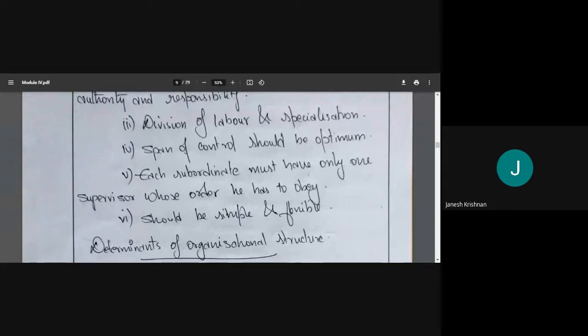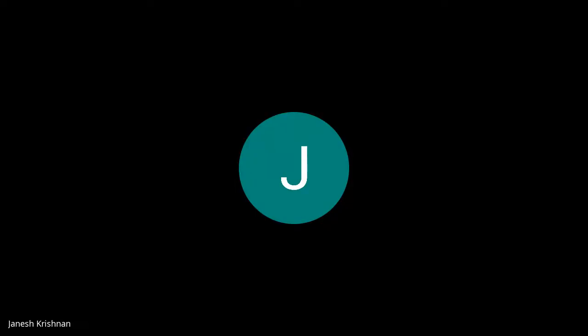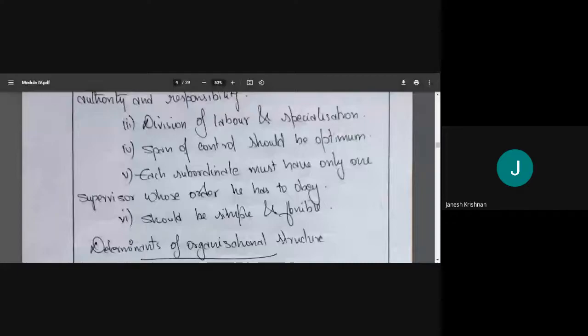If there are 2 or 3 in your case, your role is what? You should only obey the instruction given. You cannot say the other batch guide has said that, so I have done that. No, you should always follow what is important. The structure should be simple and flexible, not too many levels, and that depends on the environment, external and internal environments.